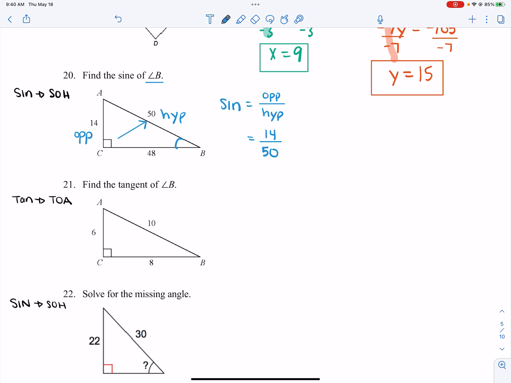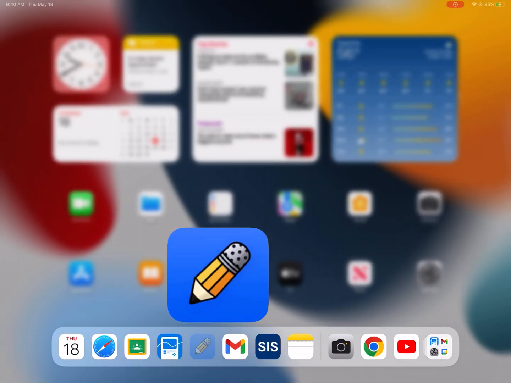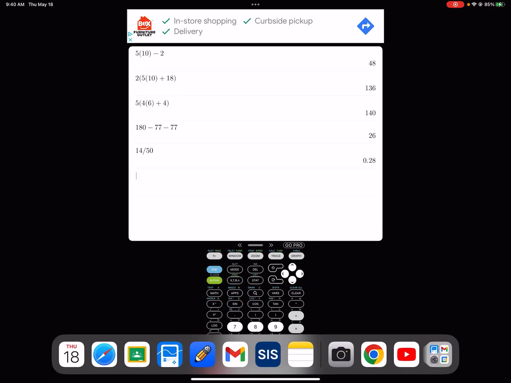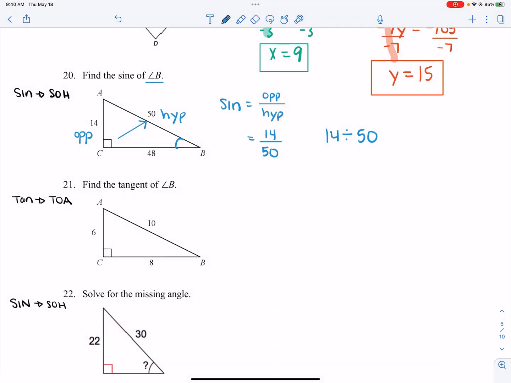I'm going to do the division, 14 divided by 50, because your answers will be in decimal form on the test. And it gives me 0.28.